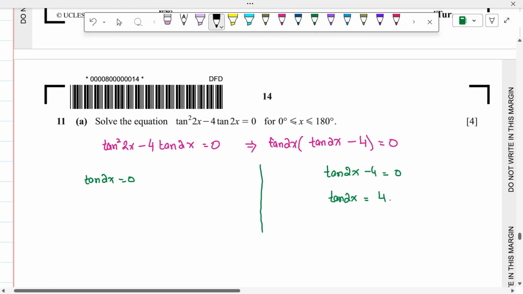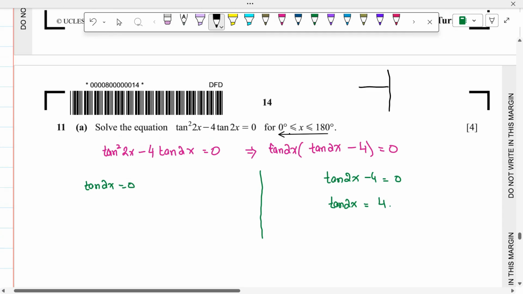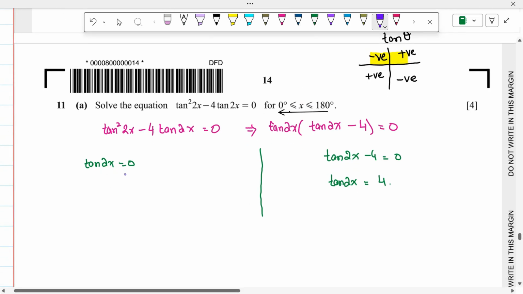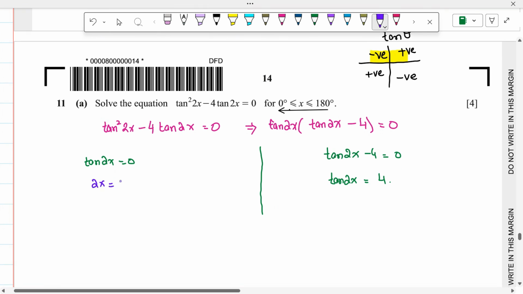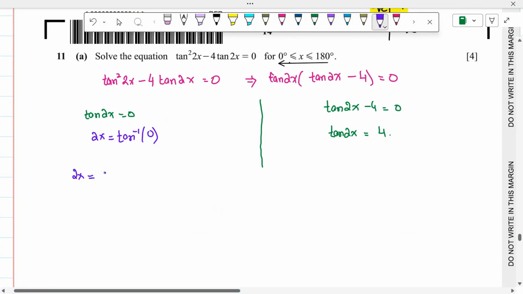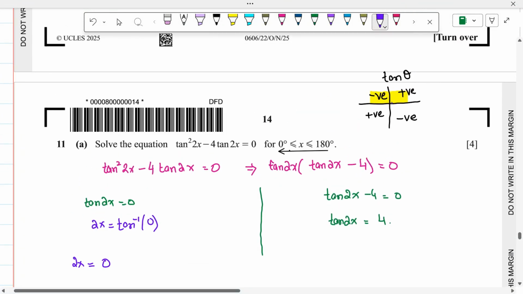We know that the angle x should be from 0 to 180, and tangent of theta is positive in the first and third quadrants, whereas it is negative in the second and fourth quadrants. So we need to find all values of x from 0 to 180. So the range of x includes the first and second quadrants. Tan(2x) is 0, so 2x is equal to tan inverse of 0, and 2x is equal to 0 because tangent is 0 on this line.